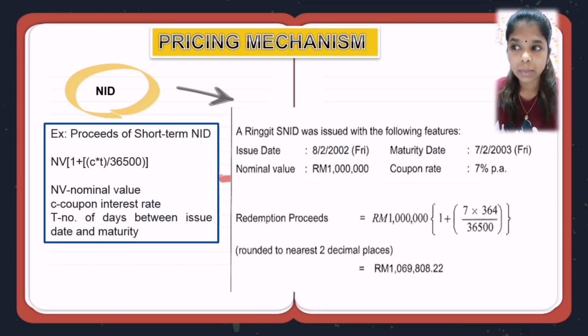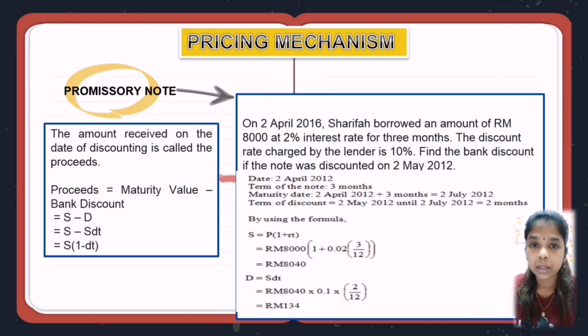This is the pricing mechanism for negotiable instrument of deposit, which is a short-term negotiable instrument, and the calculation of proceeds is as follows: nominal value times 1 plus coupon interest rate times the number of days between issue date and maturity, divided by 36500. And this is for promissory notes. The amount received on the date of discounting is called the proceeds, and in order to get the proceeds of the promissory note, we should subtract the bank discount from the maturity value.